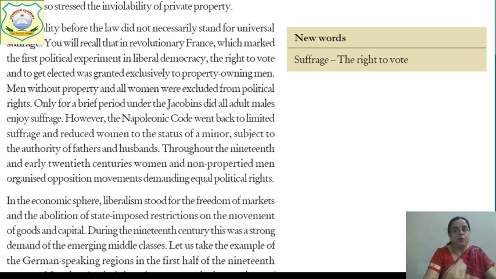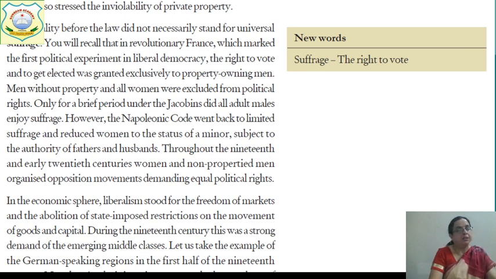Then the Napoleonic court went back to limited suffrage again. When Napoleon declared himself the Emperor of France, suffrage was again given only to those people who were wealthy. So under the Napoleonic Code, under the rule of Napoleon, it went back to limited suffrage and reduced women to the status of a minor, subject to the authority of fathers and husbands. Means it was a male dominating society.